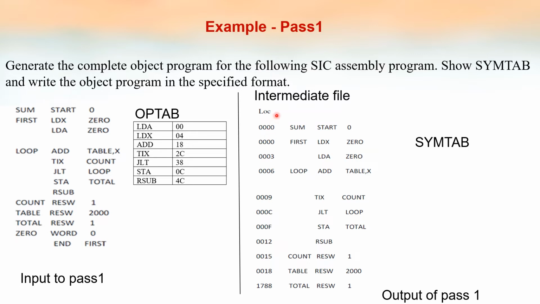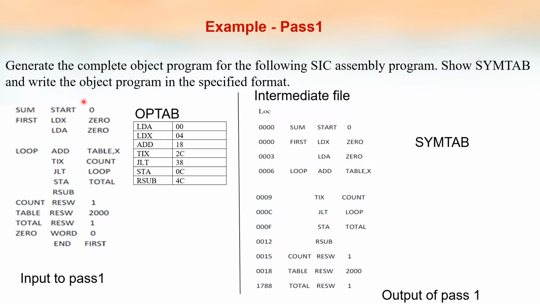So in pass 1, first it has to assign addresses to all the lines in the program. Then the second thing is it will see two fields, that is the label field and the opcode field. Only two fields it will check. This is the label field, this is the opcode field, and the third one is the operand field. The operand field is not seen in pass 1, only the label field and opcode field.